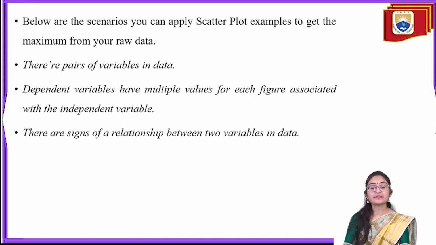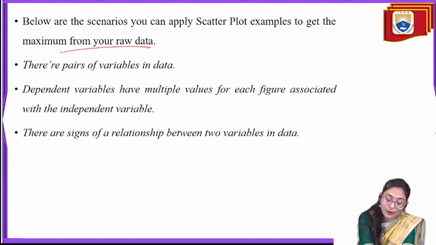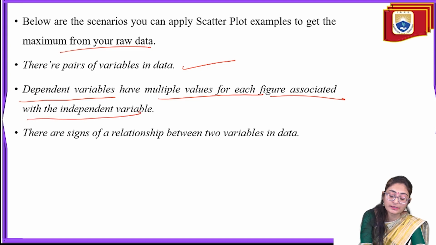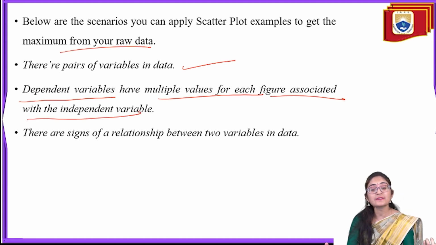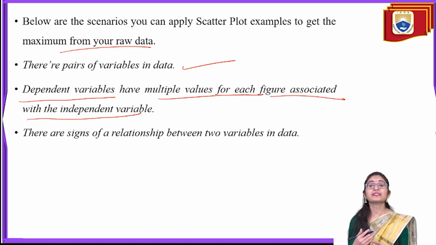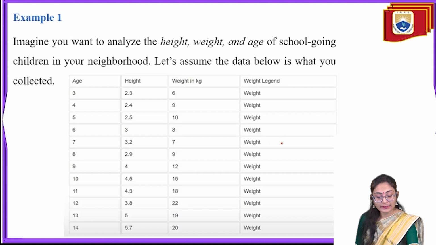Below are some scenarios where you can apply the scatter plot to get the maximum from your raw data. There are pairs of variables in the data. The dependent variable has multiple values for each figure associated with the independent variable. That means there are dependent and independent variables, where the dependent variable has multiple values that we can figure out with the independent variable, and there are signs of a relationship between the two variables in the data.